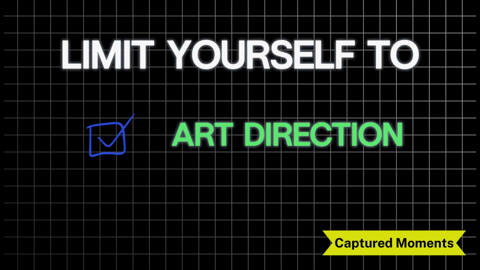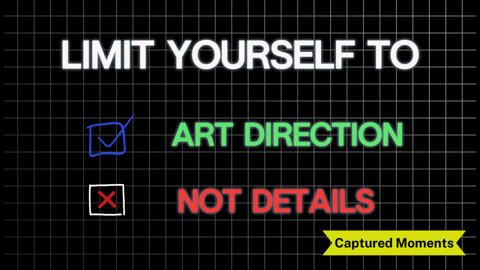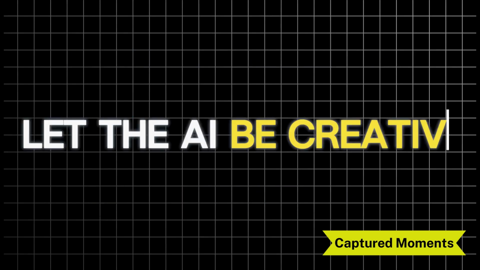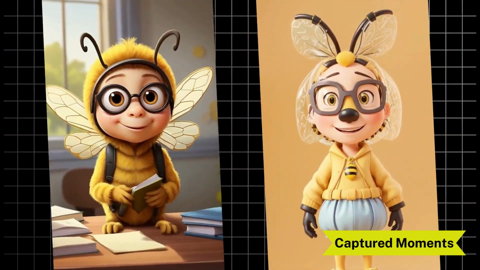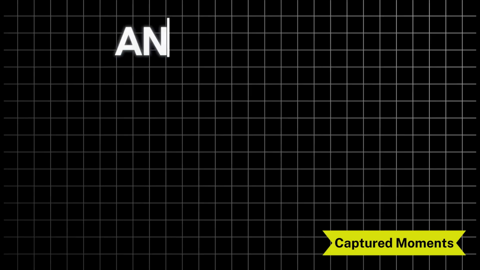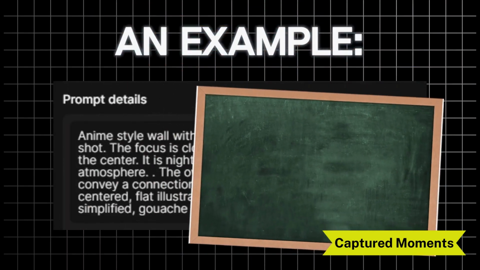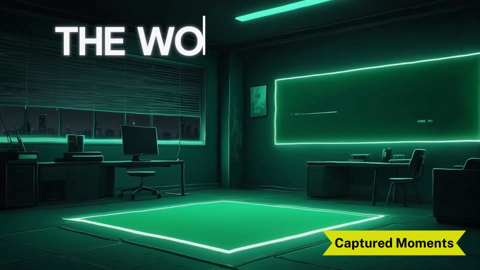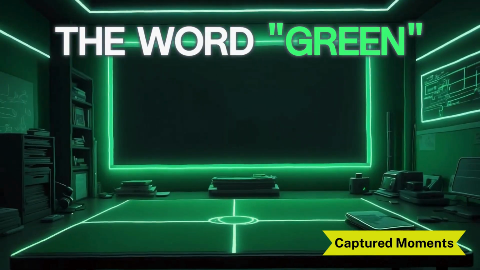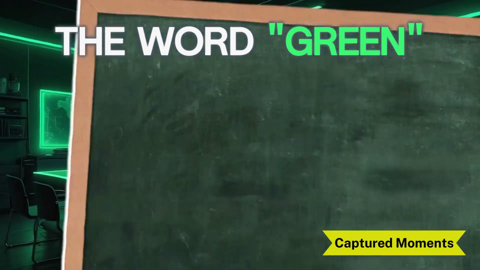Always limit yourself to art direction in the prompts, not details of the image, and let the AI be creative. Otherwise, you might find yourself with unwanted results. To illustrate this with an example, I was once looking for a classroom with a green board in an anime style. But the word green made the AI only give me green images, although I had only asked for a green board.